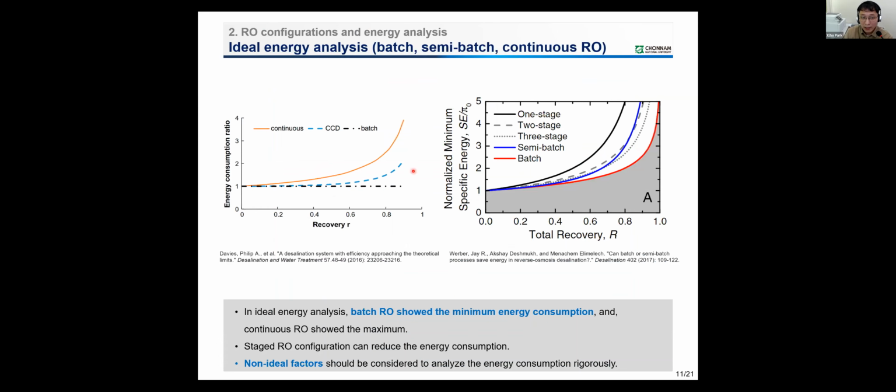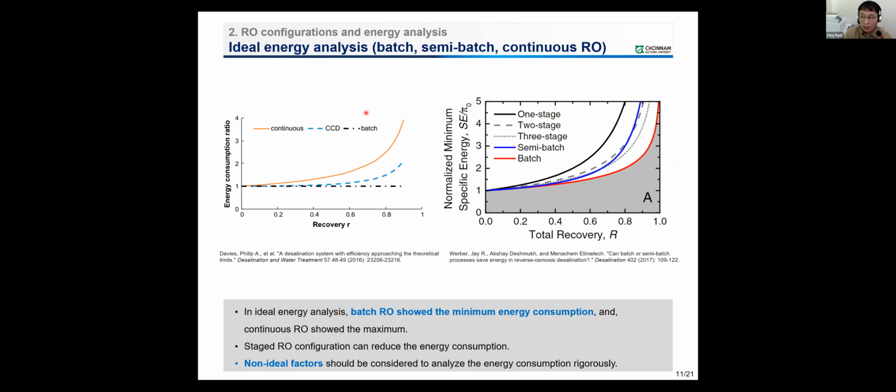So in the ideal energy analysis result, in batch RO, semi-batch RO, and continuous RO systems, the ideal analysis results show that batch RO has the lowest energy consumption and continuous RO has the highest energy consumption. Other research also has the same result. Batch RO has the lowest energy consumption because the area below each line denotes the energy consumption. So theoretically, batch RO definitely has the lowest energy consumption.